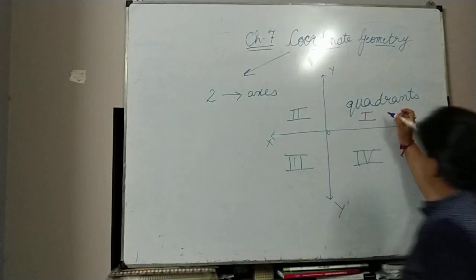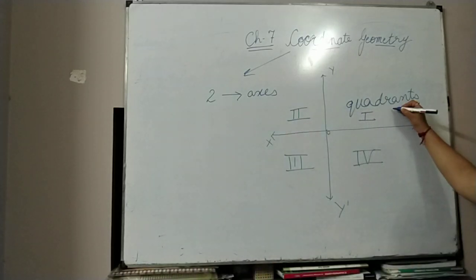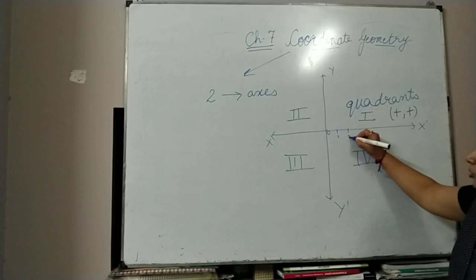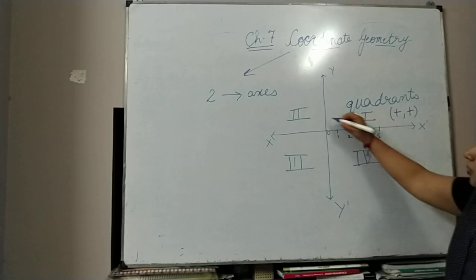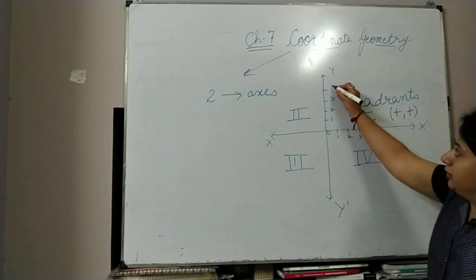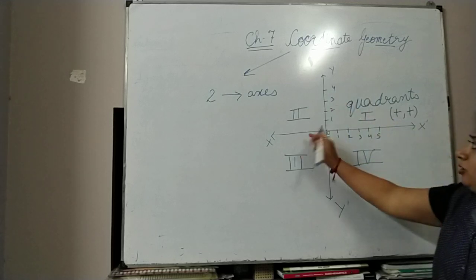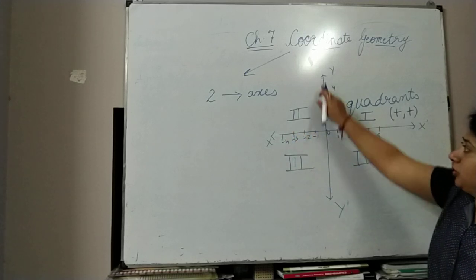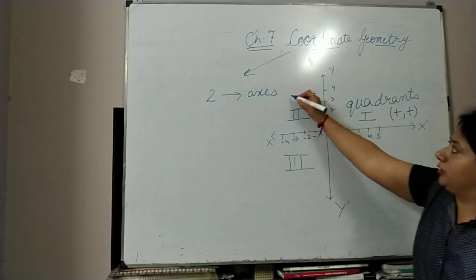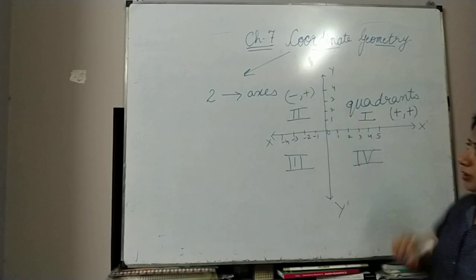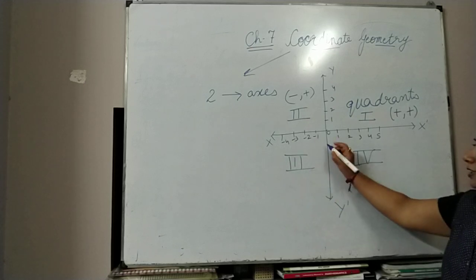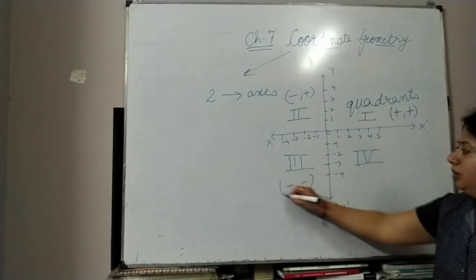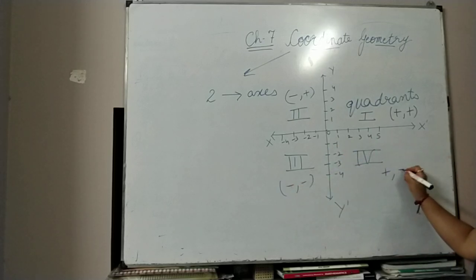Now, quadrants. The first quadrant you have done in 9th. Here both are positive. How are they positive? As you locate numbers on this number line, these two are positive. Here we have -1, -2, -3, and here it is positive. In the second quadrant, x is negative, y is positive. In the third quadrant, x is negative, y is also negative, and in the fourth quadrant, x is positive and y is negative.